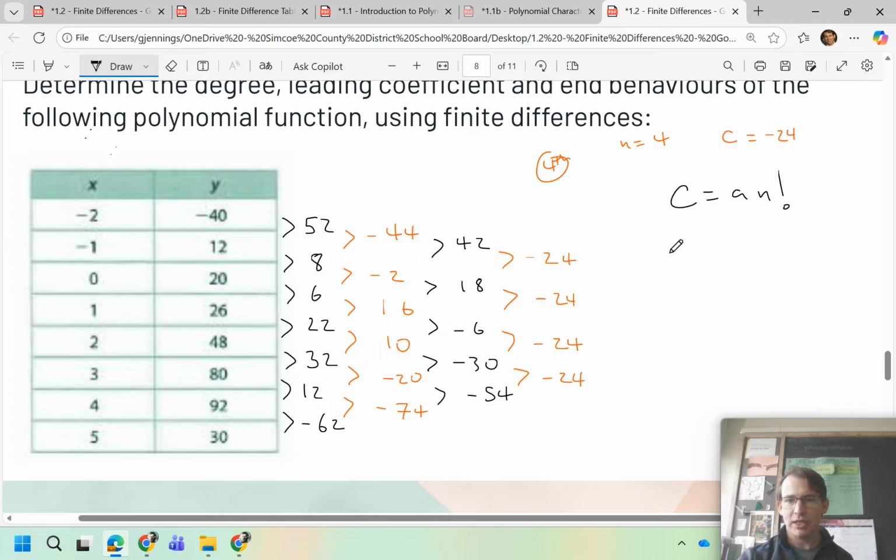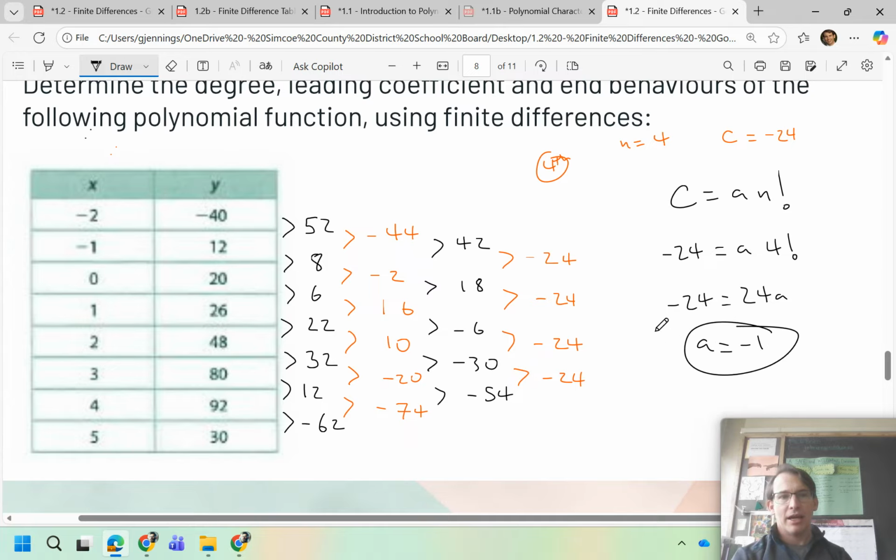All right, so I put these in. C is equal to minus 24. A we don't know yet, and n was 4 factorial. Anyone happen to remember how many different ways I can eat an apple, a banana, a cantaloupe, and a dragon fruit? It was 24. It's right there. So we have minus 24 equals 24a. 4 times 3 times 2 times 1 is 24. So then a equals minus 1.